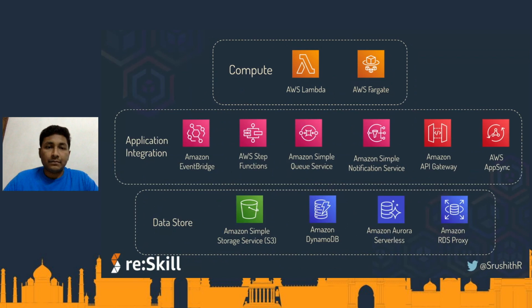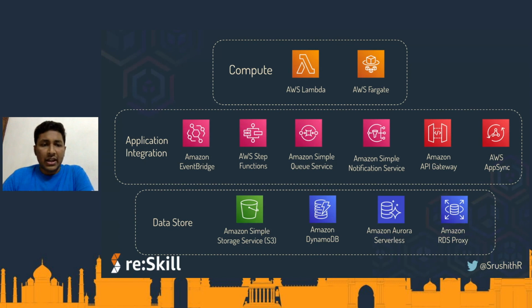Now, a lot of people who have worked with Lambda functions presume that Lambda is the only serverless service that is available on AWS Cloud, but that's not true. Lambda is one of the compute services which is serverless. We also have AWS Fargate, which is a serverless containers service that is available from the compute umbrella. We have Lambda functions as well as Fargate.